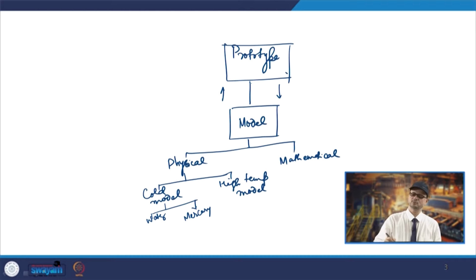Then if you come to mathematical modeling, in mathematical models certainly you are making different types of equations. These are conservation equations, and then we apply the boundary conditions which are subjected to the domain, and accordingly we try to predict the output parameters which are of interest to us. So, that is how you can have the idea about the development of a model, either physical or mathematical.